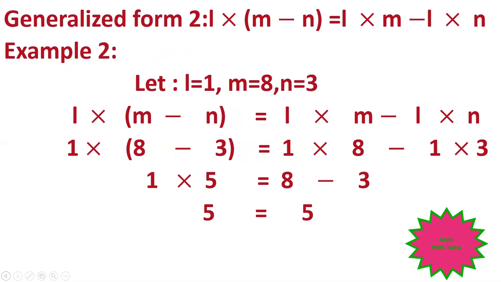First the form. The generalized form says that L into (M minus N) equals (L into M) minus (L into N). We see the difference between generalized form 1 and generalized form 2 is the replacing of the addition sign with the negative sign in generalized form 2. Moving on to example 2, we have substituted the values L as 1, M as 8 and N as 3 and solved as per the form. We get 5 on both sides, hence the generalized form is proved here also. So the distributive property of multiplication of integers holds good over addition and subtraction.